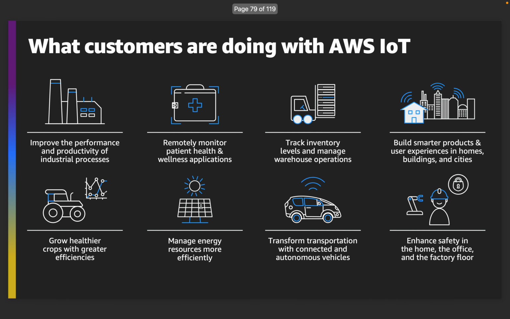What are customers doing with AWS IoT? Improving the performance and productivity of industrial processes, remotely monitoring patients' health, tracking inventory levels and managing warehouse operations, building smarter product user experiences at home, growing healthier crops with greater efficiency, and managing energy resources more efficiently.